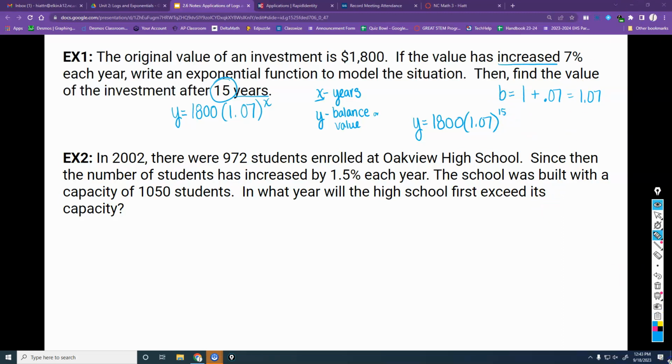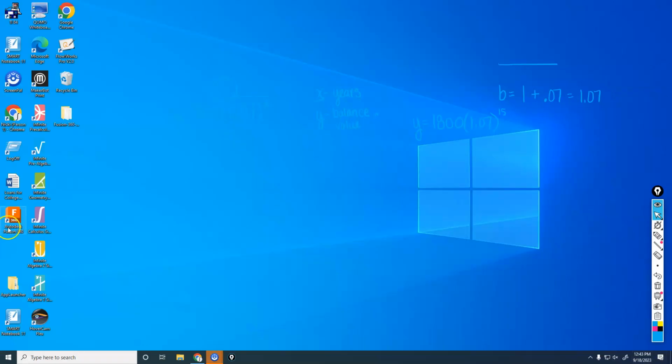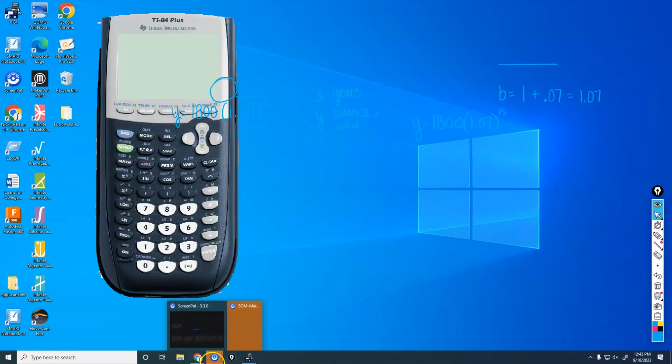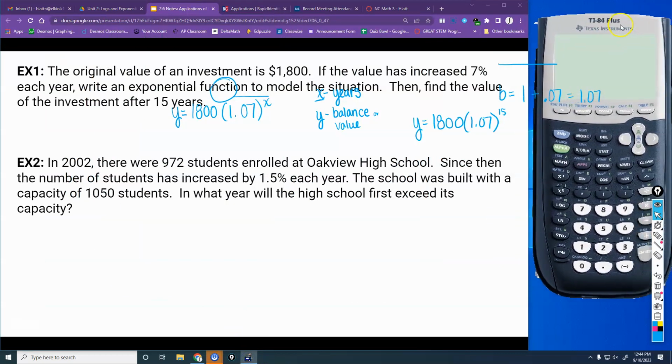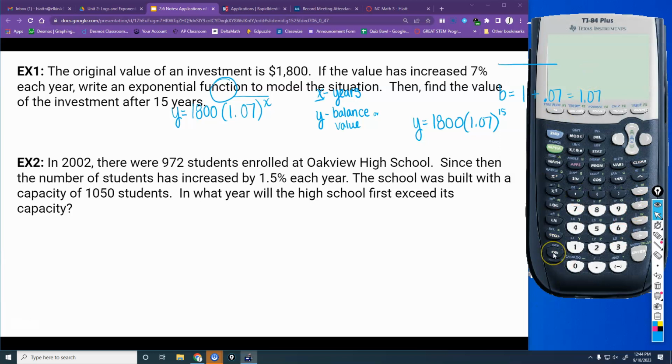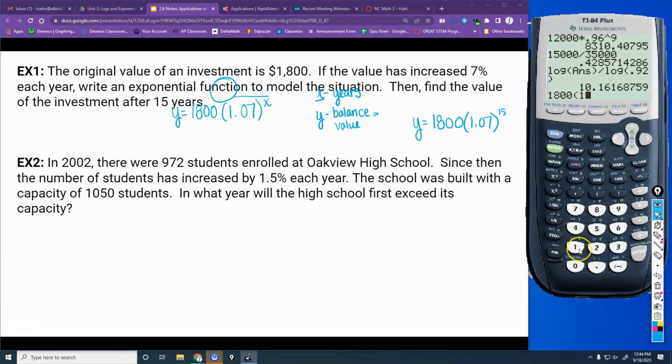And so if we grab our calculator or Desmos, either one, let's set this up over here. Okay, so if I use my calculator, I'm just going to type in 1,800 times 1.07 to the 15th. I don't have to do anything special. I'm going to get Y equals $4,966, and we're going to go 26 cents. Since this is money, we'll stop at 2 decimal places.